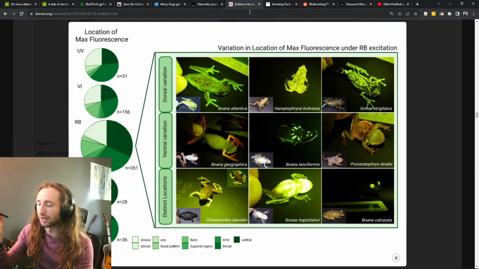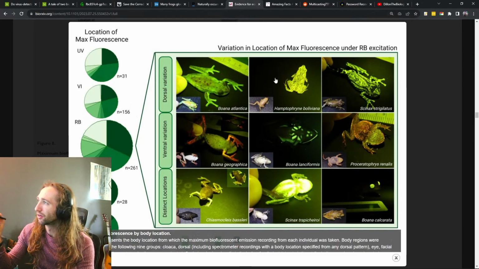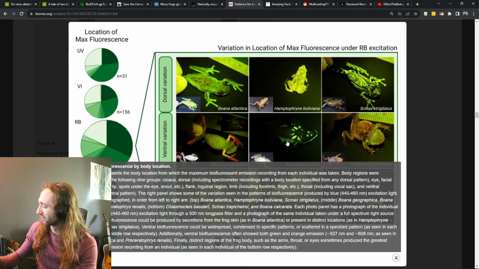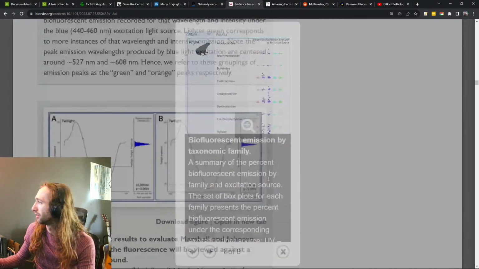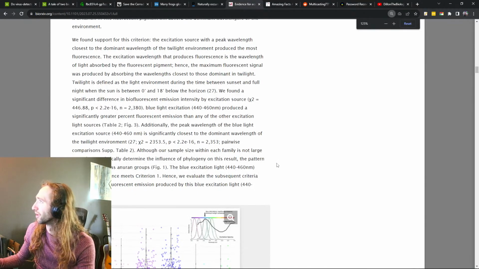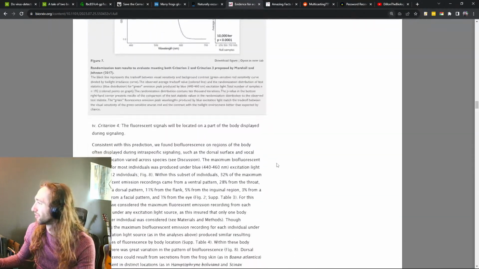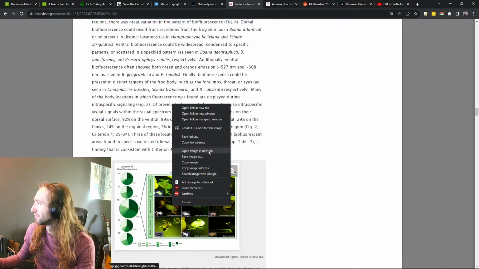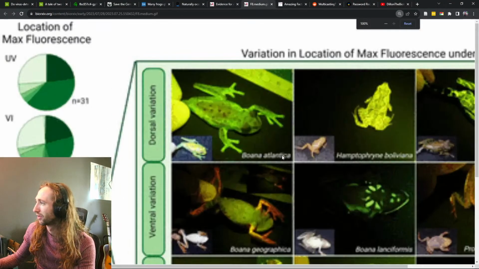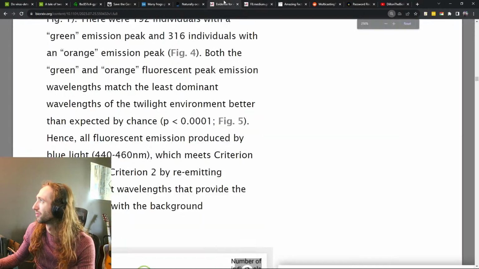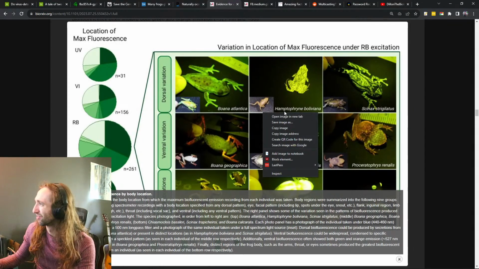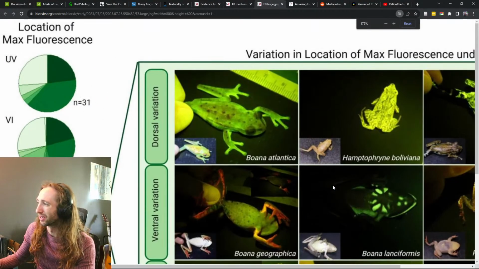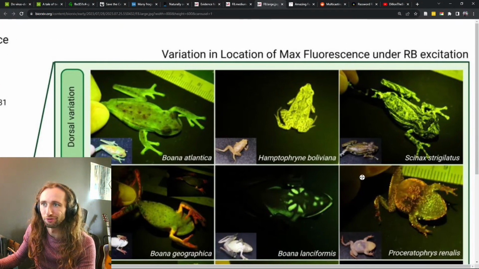I think one that's really cool is this Boana lanciformis in the center. Look at this pattern that it has for its fluorescence. Let me see. Can we zoom in? Yeah, we can. I just want to open image in new tab. That's what we're going to do. There we go. Of course, it's terrible. Hold on. This one, open image in new tab. There we go. So yeah, we can see that Boana lanciformis right here.